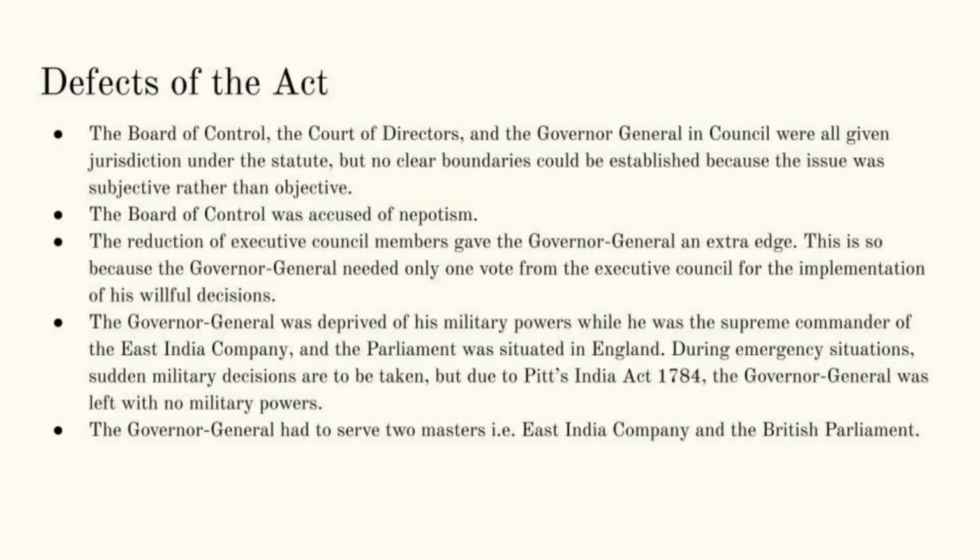Even though this act was passed to correct the mistakes of the Regulating Act, this act also had several mistakes. There were no clear boundaries of power among the Board of Control, the Court of Directors, and the Governor General and Council. The number of executive council members was reduced to three, and the veto power was given to the Governor General. Now, the Governor General could pass acts in his favor, and he was given an upper hand over decisions. By the establishment of the dual system of control, the Governor General had to serve two masters. He had to serve the British Company and also the British Parliament.